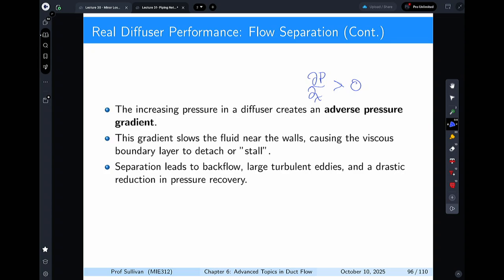And that kind of makes sense. You should say, hey, it's the Bernoulli equation here, high speed going into low speed, and if that's the case, then pressure has to increase at the same time. Gradients slow the fluid near the wall, causing the viscous boundary layer to detach or stall. Separation leads to backflow, turbulent eddies, and reduction in pressure recovery.